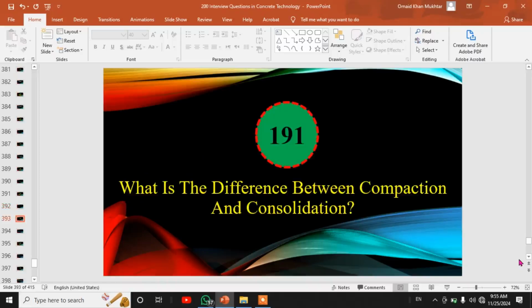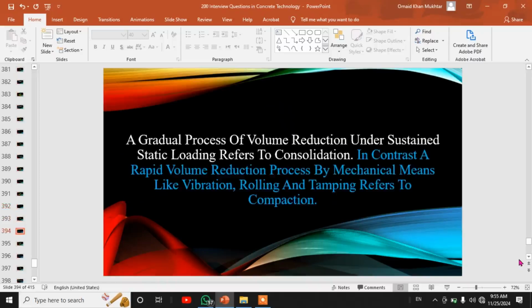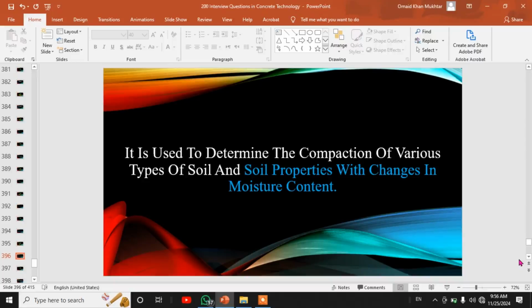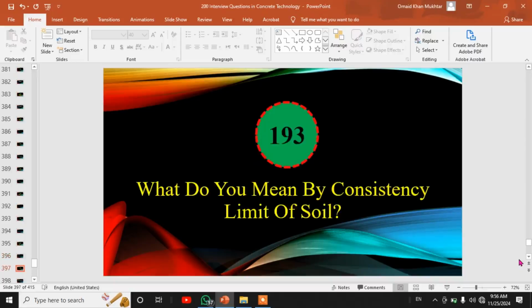191. What is the difference between compaction and consolidation? A gradual process of volume reduction under sustained static loading refers to consolidation. In contrast, a rapid volume reduction process by mechanical means like vibration, rolling, and tamping refers to compaction. 192. What is the use of the standard Proctor test? It is used to determine the compaction of various types of soil and soil properties with changes in moisture content.